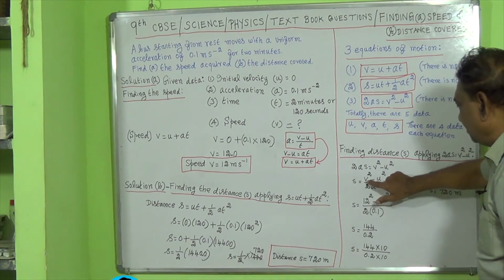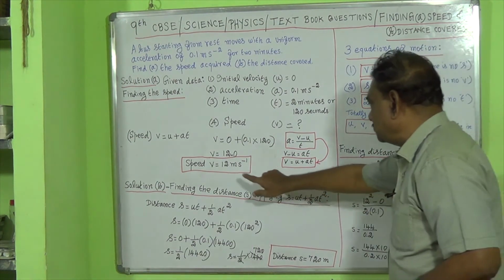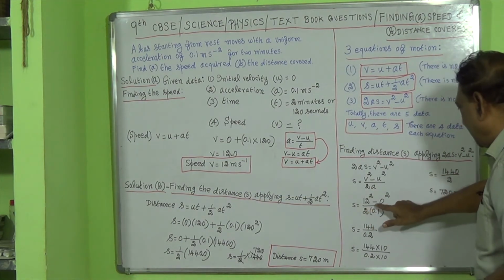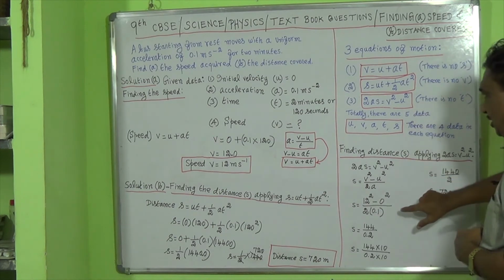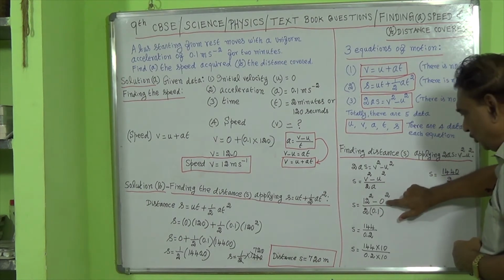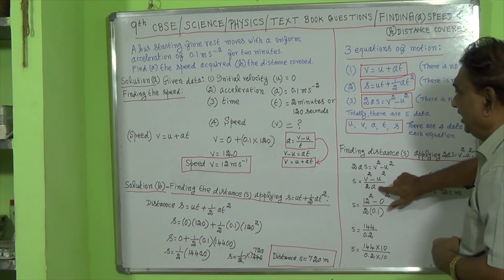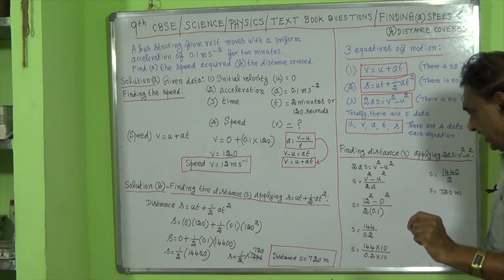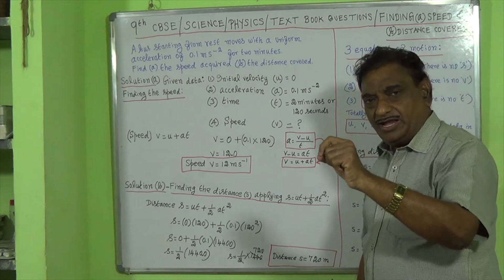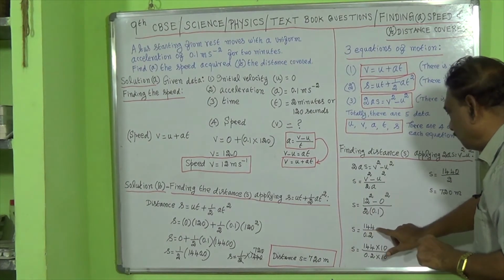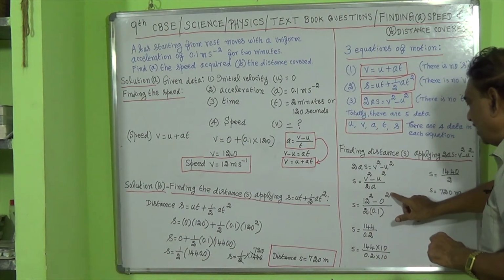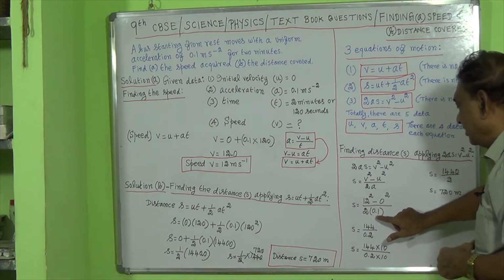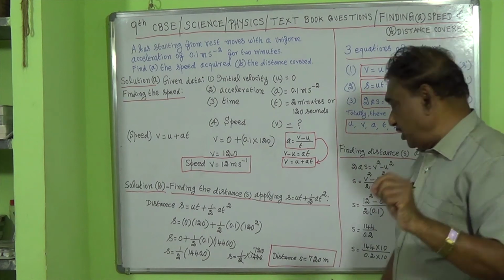The final velocity we have determined is substituted as 12, so that we are getting 12 square minus the initial velocity u is substituted as 0 and the acceleration is substituted as 0.1. Thereby we will get S equal to 12 square. What is 12 square? 144. What is the value of 0 square? 0. What is the value of 2 into 0.1? 2 into 0.1 equal to 0.2.